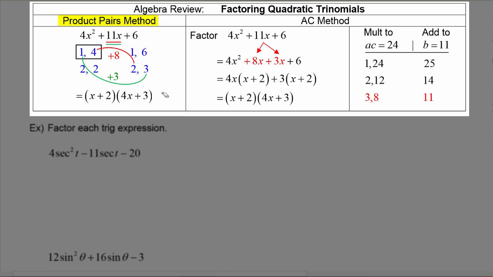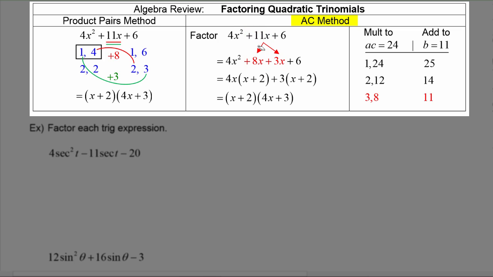Now, if you're uncomfortable with that method, or you have a hard time with guessing and checking, you can use the AC method. In the AC method, we take letter A and multiply it times letter C. So in this case, 4 times 6 is 24. And then we take the B term and write it here. So we take the factors of 24 and we see which ones add up to be 11. In this case, it was 3 and 8. So we take the 11 and split it up into 3x and 8x in either order. Doesn't matter. We could have the 3x first and then the 8x, or the 8x first and then the 3x.